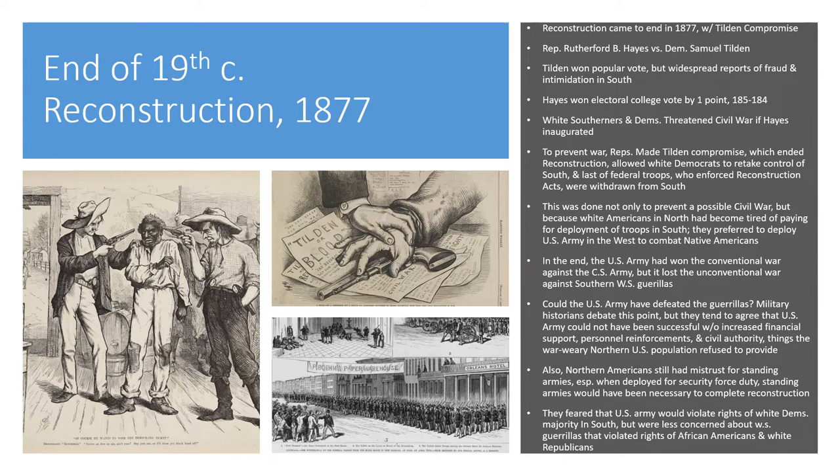They tend to agree that the US would have needed a lot more financial support and a lot more personnel reinforcements. It also would have needed a lot more support from the US government, things that it just didn't have, as the war-weary Northern population preferred to use the US military to defeat Native Americans in the West rather than enact Reconstruction in the South. And of course, one political party was very hostile to Reconstruction as well. So because of these divisions, rational military considerations, adding more troops to the South, reinforcing US troops that are already there, don't happen. And as a result, Reconstruction is a failure. It's not only a political failure, but it's a military failure as well for the United States.